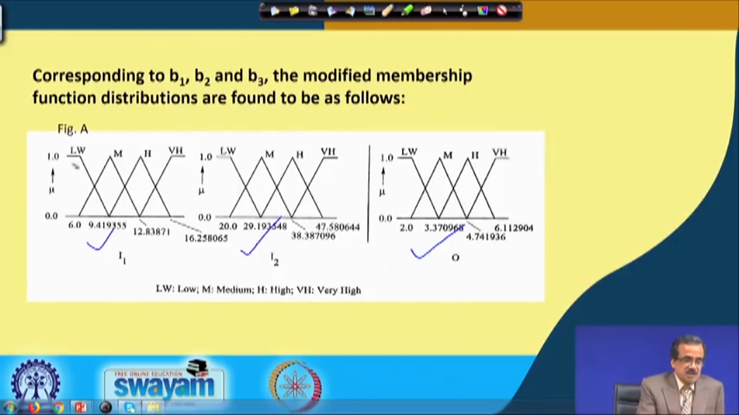And as we discussed, we have got 4 linguistic terms: low, medium, high and very high for I 1, I 2 and the output. The only thing is we have optimized what should be the base width for the right angle triangle used to represent low, or the half base width for the isosceles triangle used to represent medium and high and so on. And for simplicity, we consider symmetric triangles.